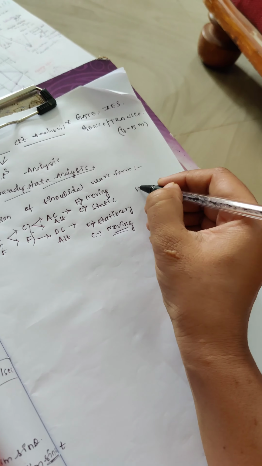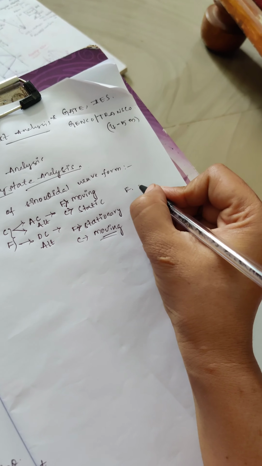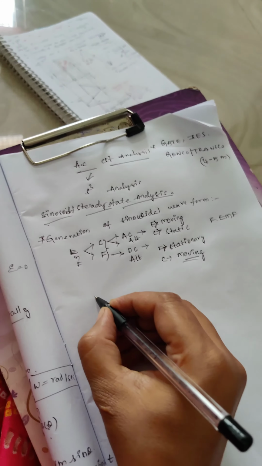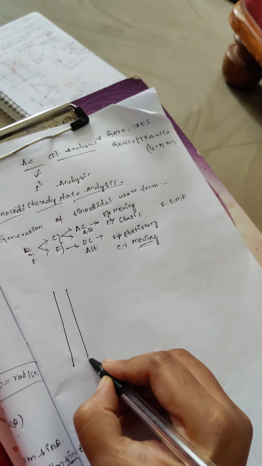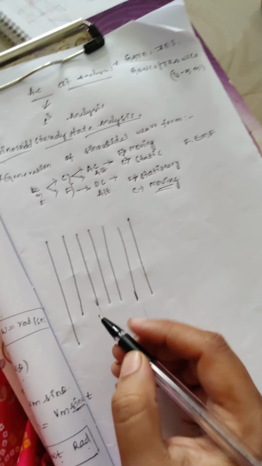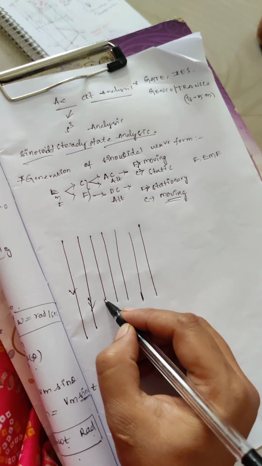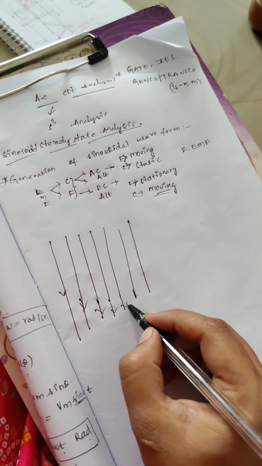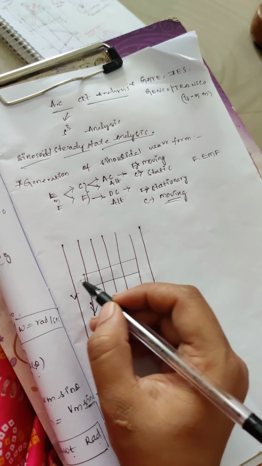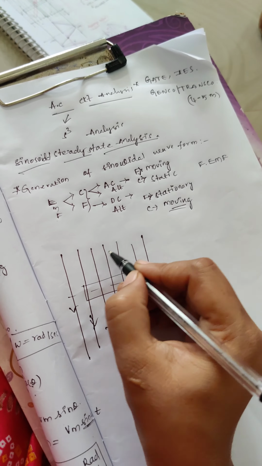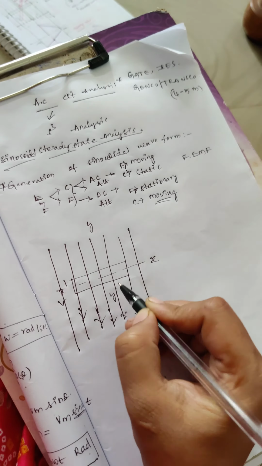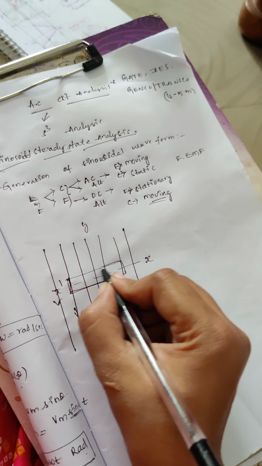For these two, Faraday's laws of electromagnetic induction formula is applied. So I am here considering a static magnetic field, right? First of all, I am considering a static magnetic field here by placing a conductor in it, right? This is the x dash axis, and this is the y dash axis. So here, this one is the conductor.